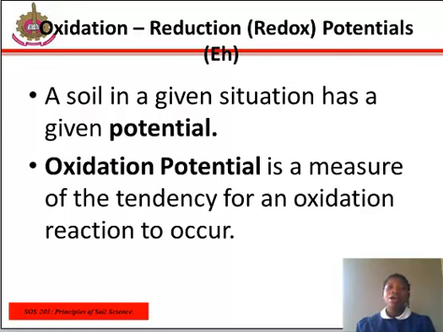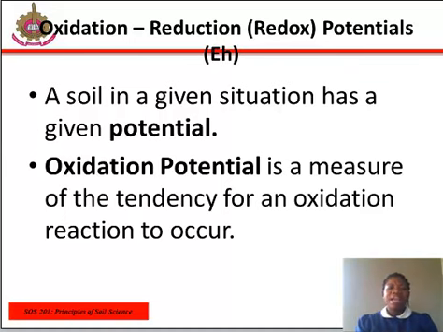On the other hand, reduction potential is a measure of the tendency for a reduction reaction to occur. The oxidation reduction or redox potential, represented by Eh, indicates the oxidation and reduction states of chemical systems in the soil. The redox potential provides a measure of the tendency of a system to reduce or oxidize chemicals, and it is measured in volts or millivolts.